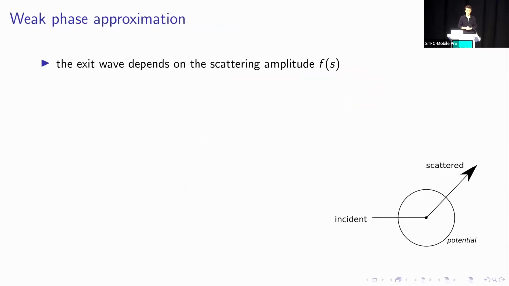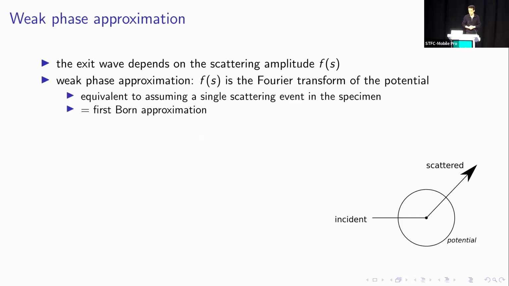The first one is this weak phase approximation. So we introduce this quantity, the scattering amplitude, in order to describe the effect of the specimen on the incident wave. And under the weak phase approximation, the scattering amplitude is simply the Fourier transform of the electrostatic potential of the specimen. And you can derive this by assuming that the wave undergoes a single scattering event as it passes through your sample. And for those of you that are interested, this is called the first Born approximation in physics. Microscopists tend to call it the weak phase approximation.